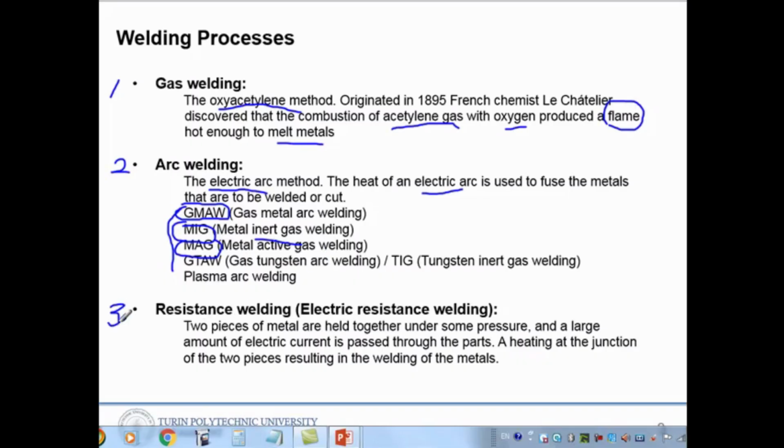And the third type is resistance welding. So here we are using electric resistance to join two pieces. Two pieces of metal are held together under some pressure, and a large amount of electric current is passed through the parts, heating the junction, the joining place of the two pieces, resulting in the welding of the metals. So we're using pressure, and also we're using the resistance of the joining parts.